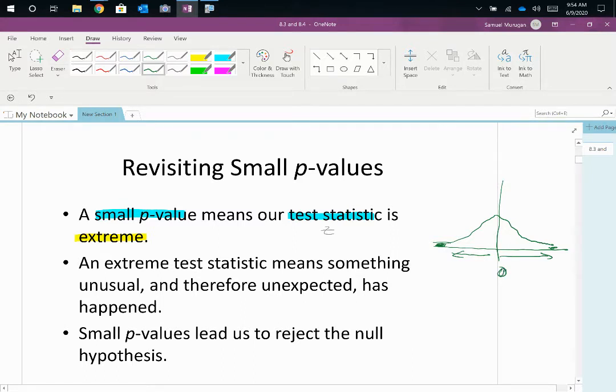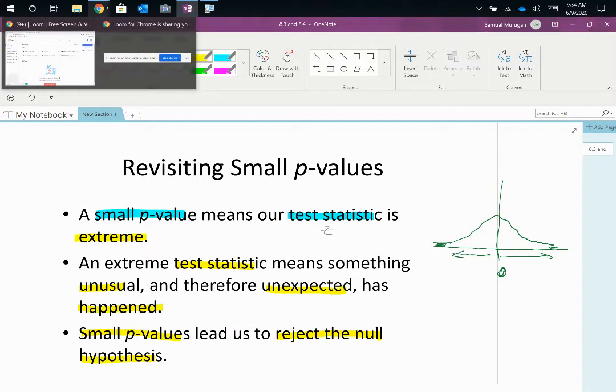Now, an extreme test statistic means something unusual and therefore something unexpected has happened. And remember that small p-values, generally less than 0.05, reject the null hypothesis. So this is just what we know already.